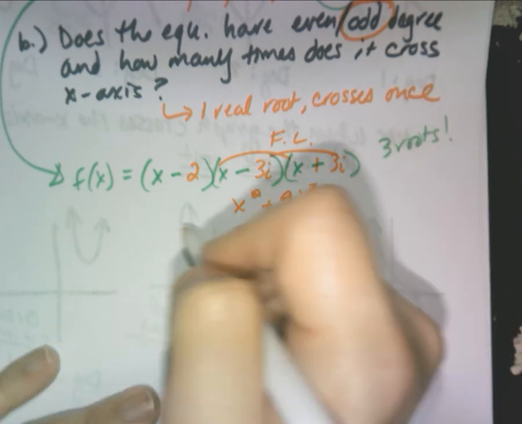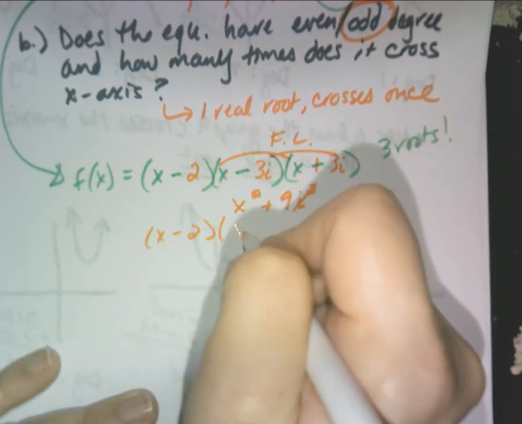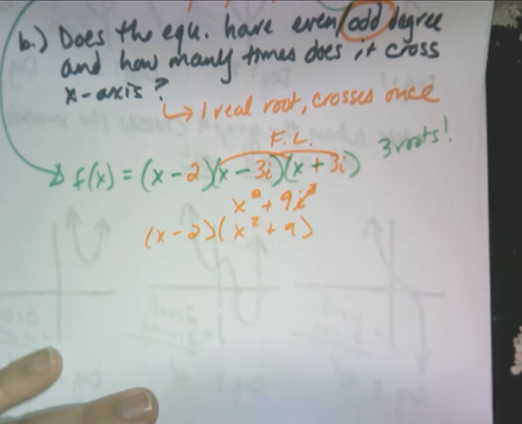So really, you need to right now FOIL this for me: x minus 2 times x squared plus 9. And if you think this is hard, don't.